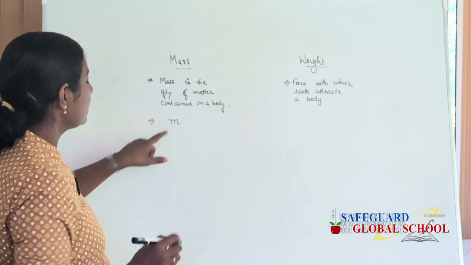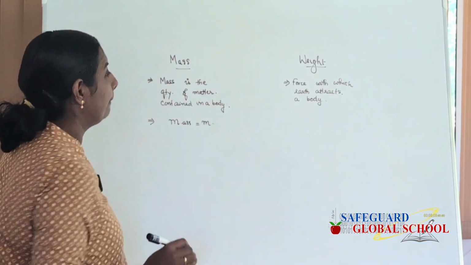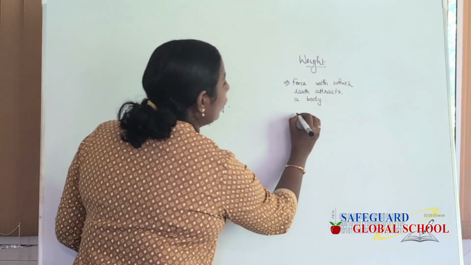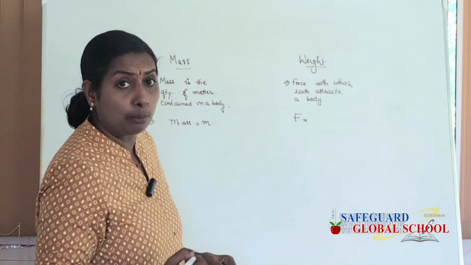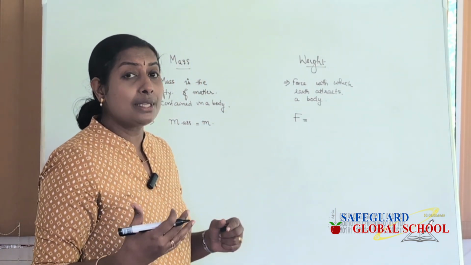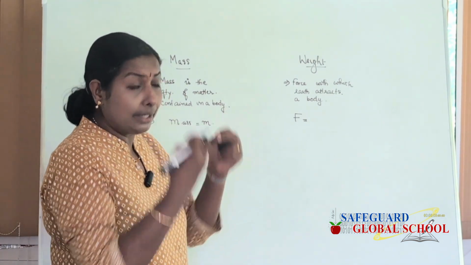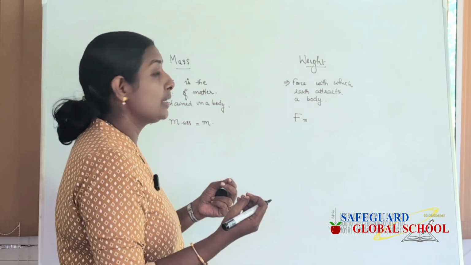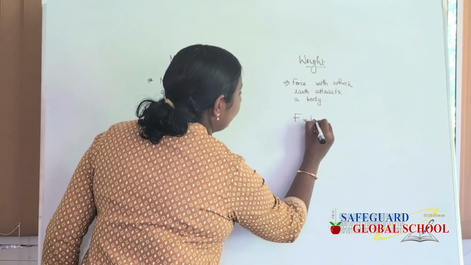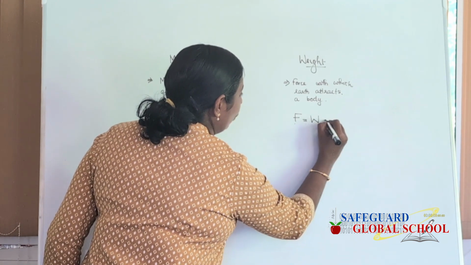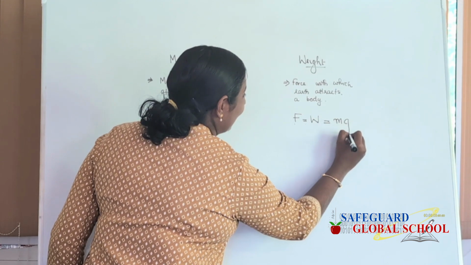Mass is treated as m. But what is weight? We know that it is the force with which earth attracts a particular body. So what will be that? Force is equal to mass into acceleration. Acceleration here will be, when it is under free fall or under the influence of gravity, g. So the weight of a body is the force, and that is equal to mass into acceleration.